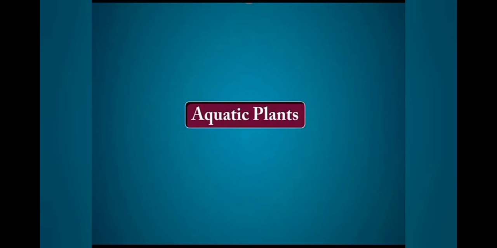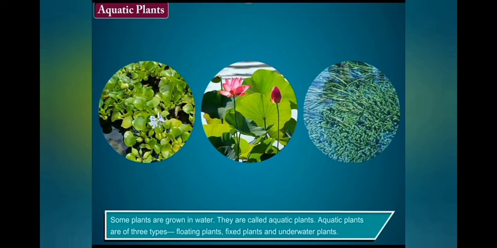So let us look into the aquatic plants here. Some plants grow in water. They are called aquatic plants. Aqua means water, so aquatic plants are plants which grow in the water. Aquatic plants are of 3 types: floating plants, fixed plants and underwater plants.